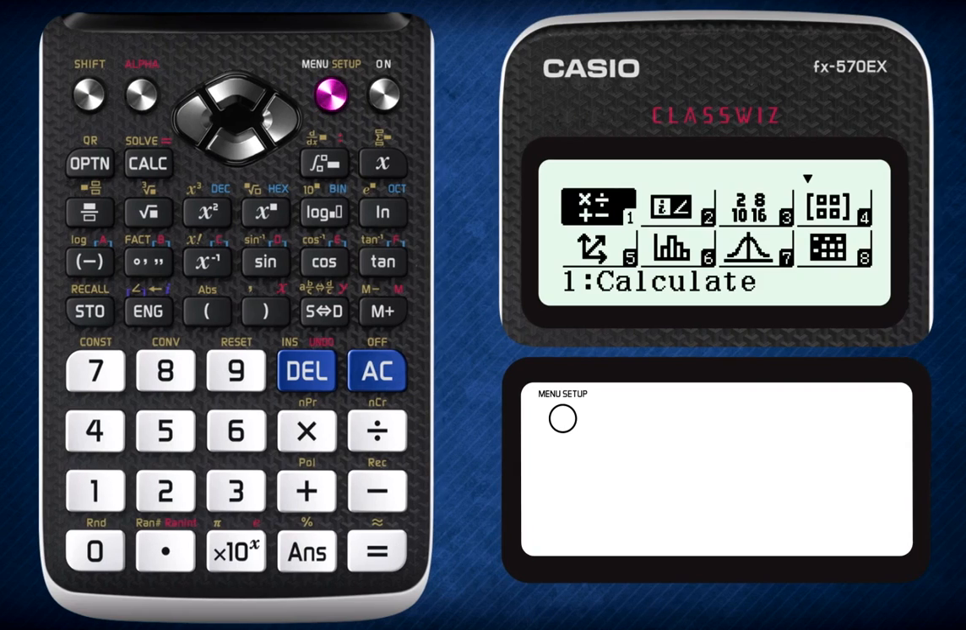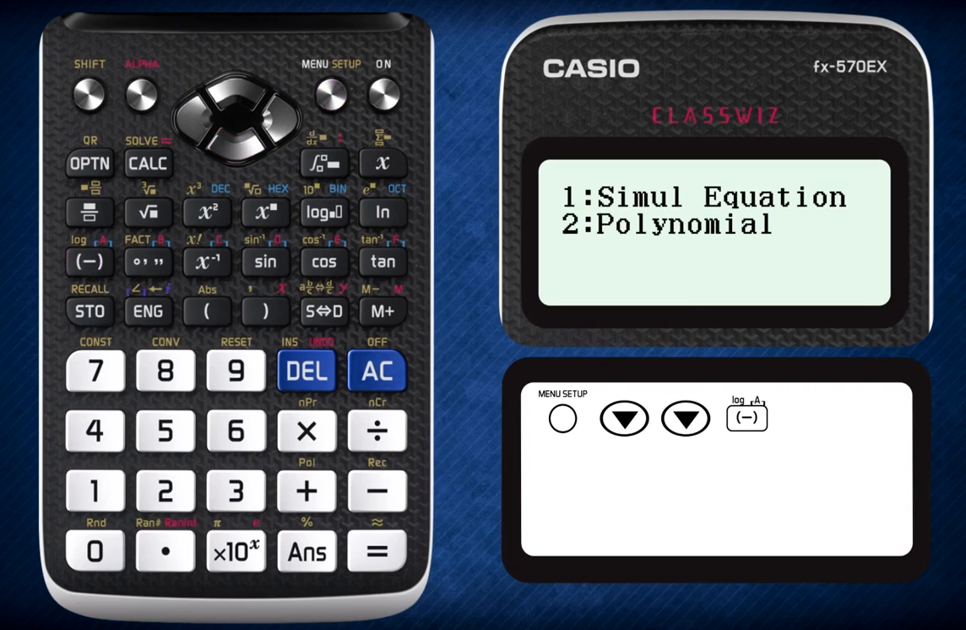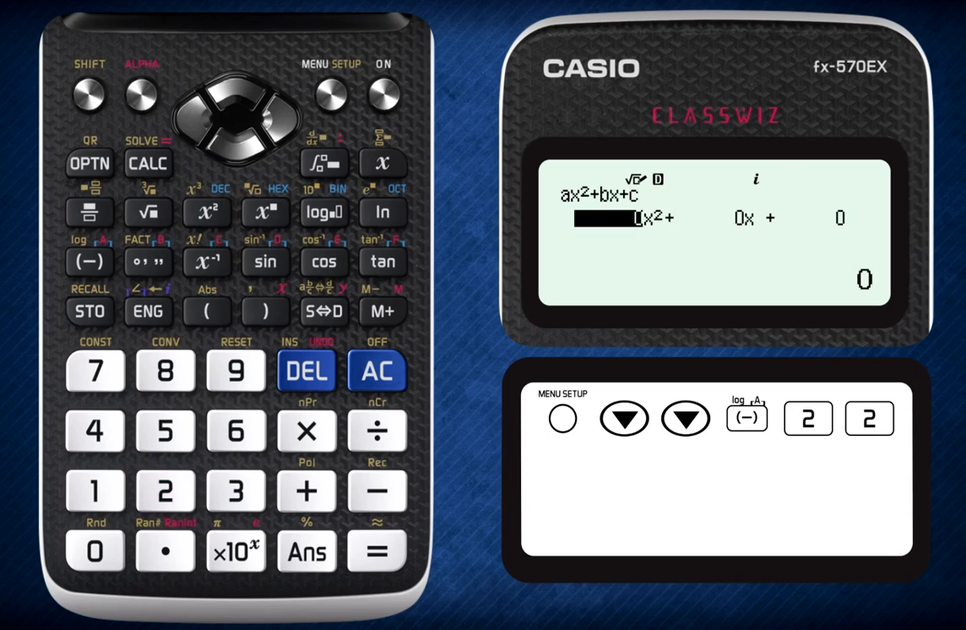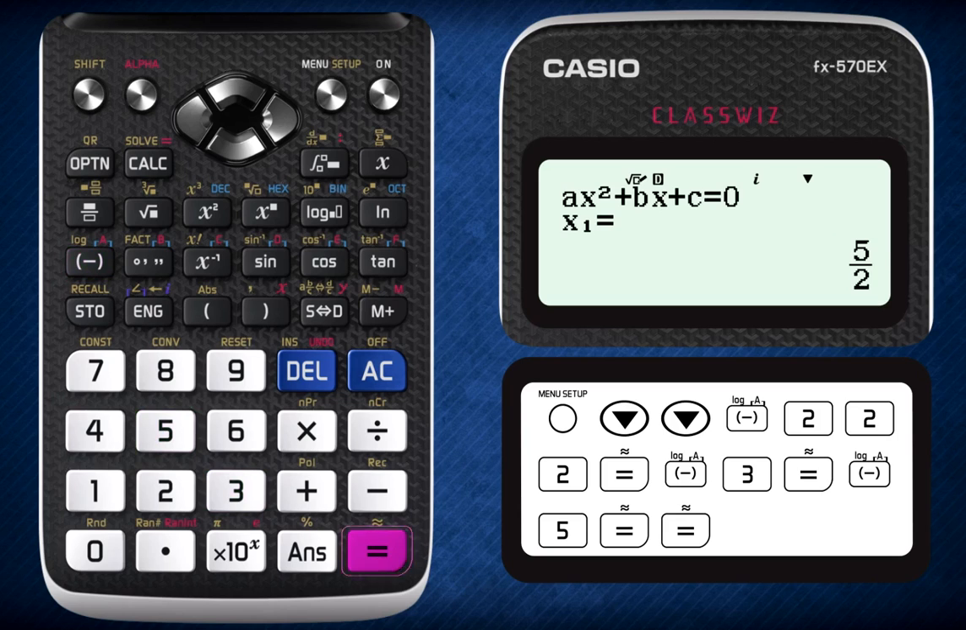First, press menu, then scroll down twice, press the negative sign button to select option A. Press 2 to select solving polynomial equation, and then press 2 again to select solving quadratic equation. Enter the values of 2 as the coefficient of x squared, negative 3 as the coefficient of x, and negative 5 as the constant. After keying in these values, pressing equal once gives you the first solution of t equals 5 over 2. Pressing equal again gives you the second solution, which, as you already know, is invalid.